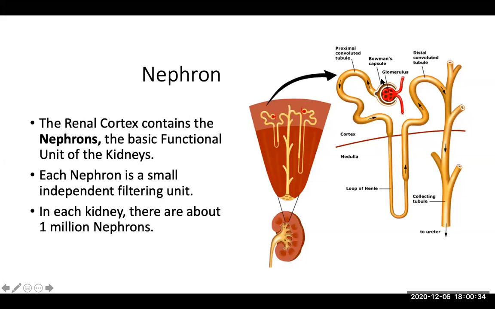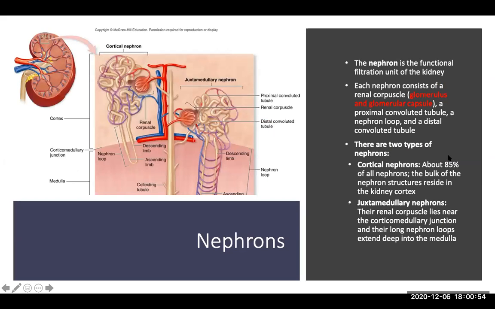From the nephron, we can see the glomerulus, which is the main filtering system. That filtrate, once it's filtered out of the blood, will go into the Bowman's capsule, through the proximal convoluted tubule, down and up the loop of Henle, into the distal convoluted tubule, and then down the collecting tubule to the ureter. The nephron consists of the renal corpuscle, which is the glomerulus and the glomerular capsule, a proximal convoluted tubule, the nephron loop or loop of Henle, and a distal convoluted tubule.